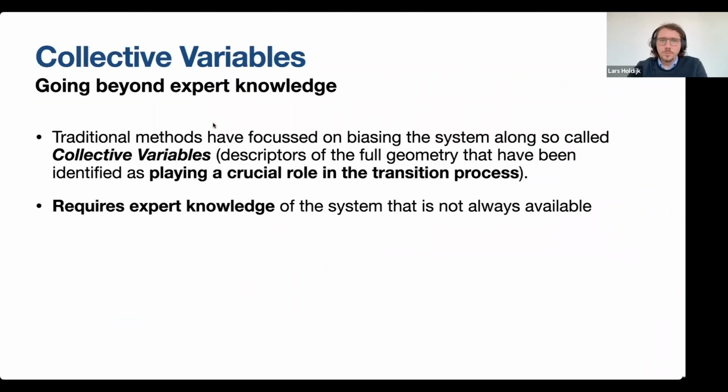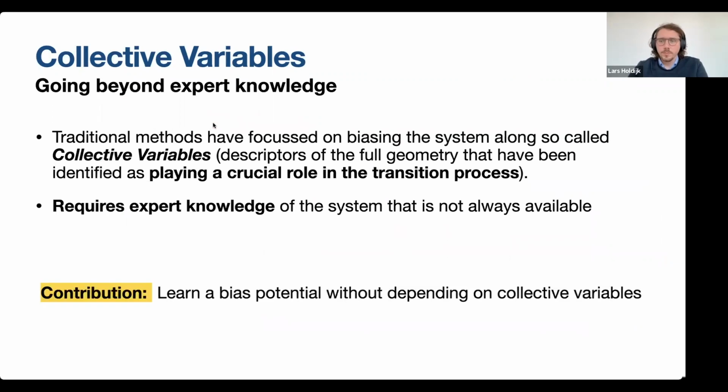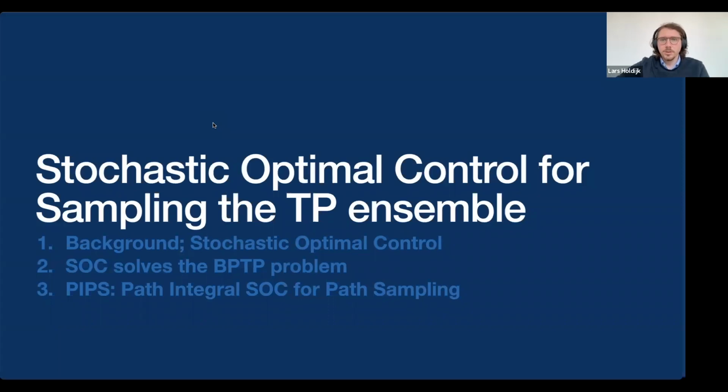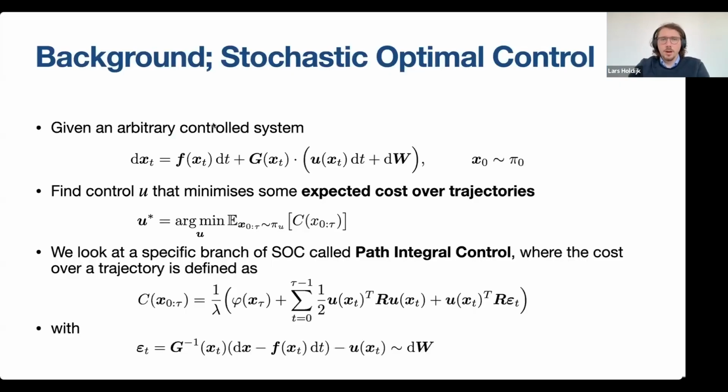So this is where we left off: we want to learn these collective variables, or rather we want to learn this bias potential without using collective variables. That brings us to the actual method that we will be applying to learn this bias potential, which is going to be based on stochastic optimal control. So a very short primer on stochastic optimal control.